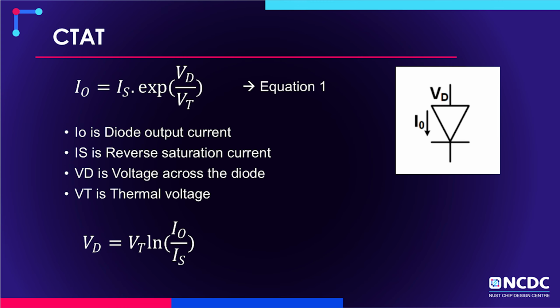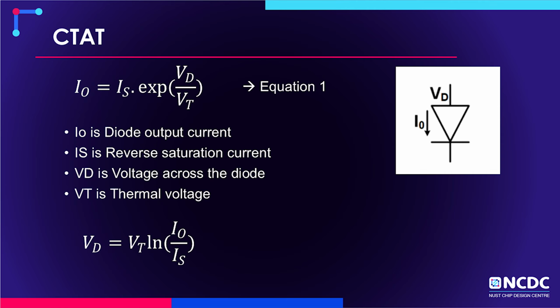Current through a diode is given by this equation: I0 equals Is multiplied by exponential of Vd over Vt. Let's call it equation 1, where I0 is the current through the diode, Is is the reverse saturation current, Vd is the voltage across the diode, and Vt is the thermal voltage. By writing equation 1 in terms of Vd, we get the second equation.